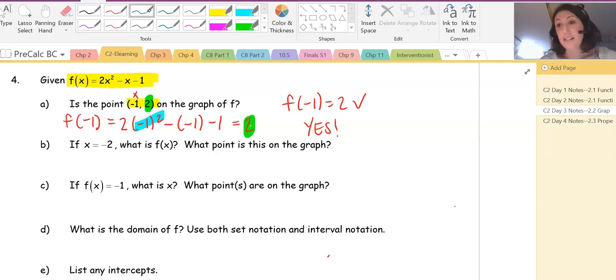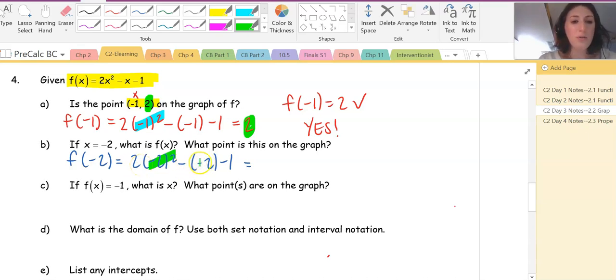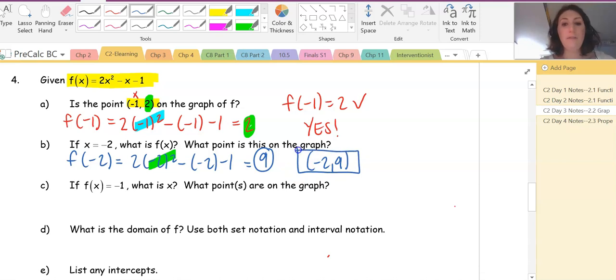Well, this is just a fancy way of asking what is f of -2. So again, we're just going to plug -2 in for x. And please be careful with your signs, as I mess up my sign. All right, so mental math again. 4 times 2 is 8, plus 2 is 10, minus 1 is 9. So what that tells you is that you are dealing with the point -2, 9 on the graph.